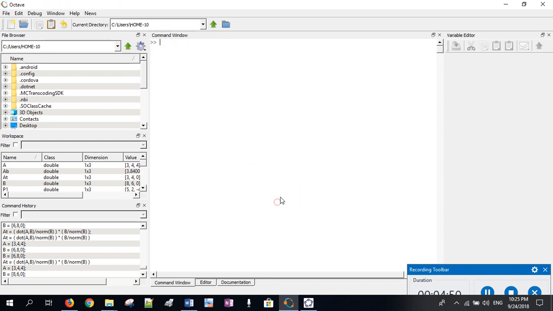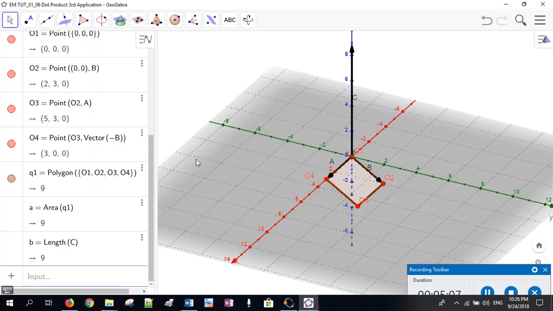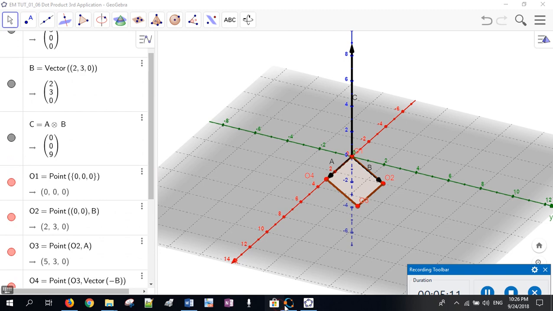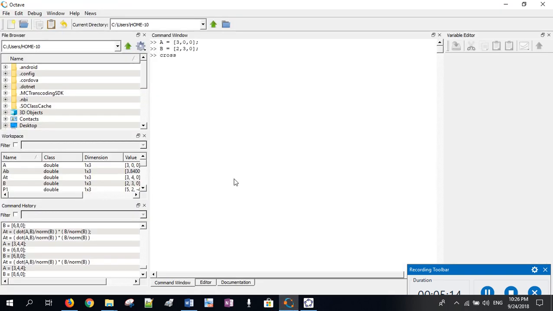Let's do it in Octave. We have vector A, 3, 0, 0, and vector B, 2, 3, 0. So the cross product of A and B will give us a vector in the Z direction, normal to these vectors which are in the XY plane. And the norm, the magnitude of this vector, is the area of the parallelogram.